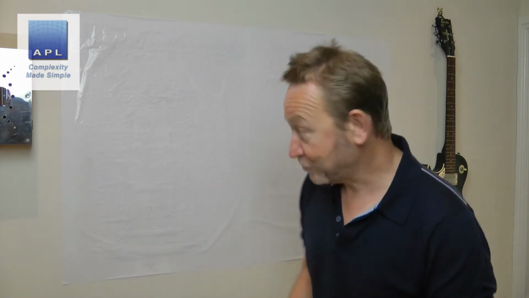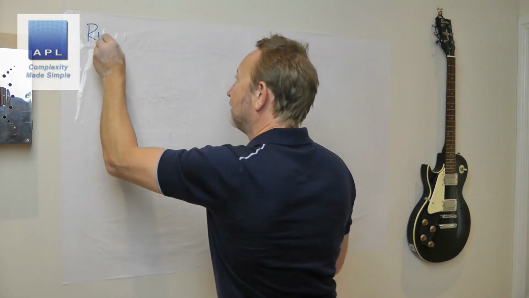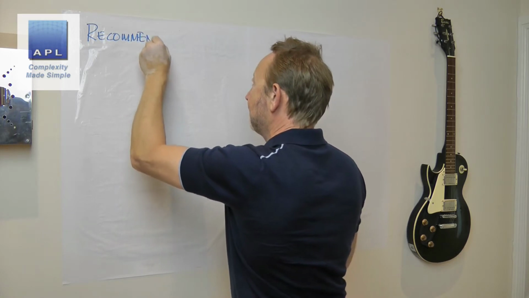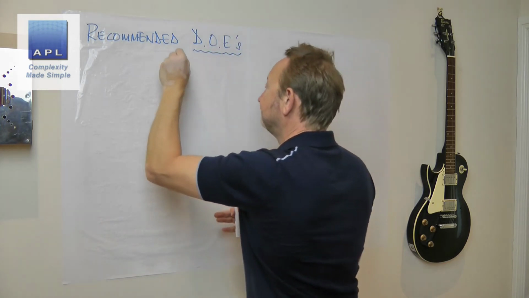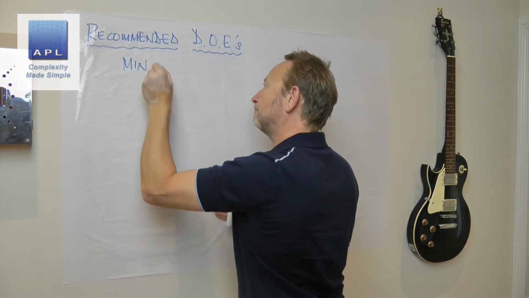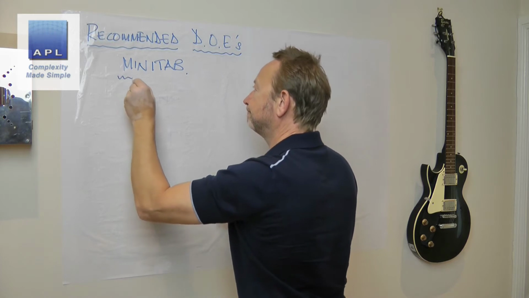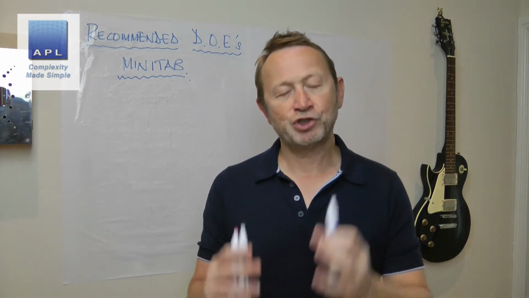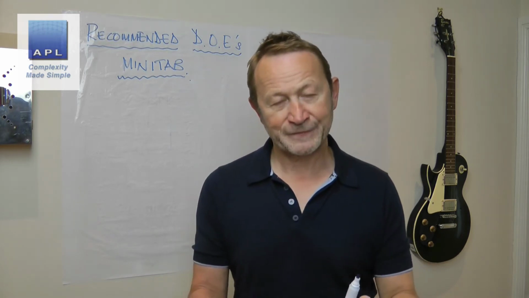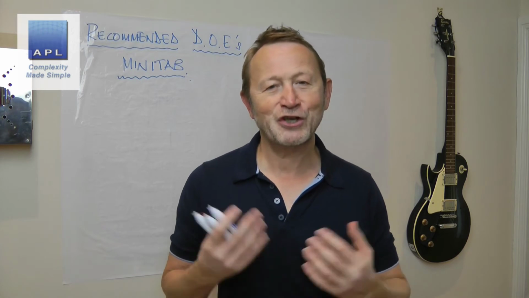Welcome to the latest video. In this video newsletter, we're going to take a look at a set of recommended design of experiments, recommended DOEs, on the Minitab menu. Okay, now then, one of the problems with using Minitab is that it gives you choice. It doesn't give you advice. And that's an issue because the choice is huge.